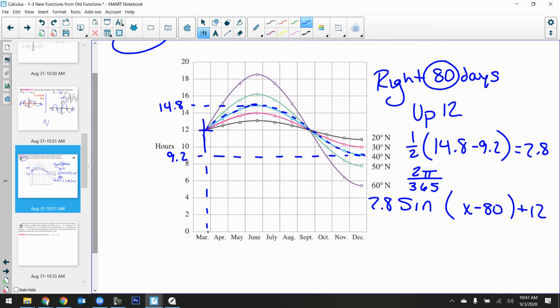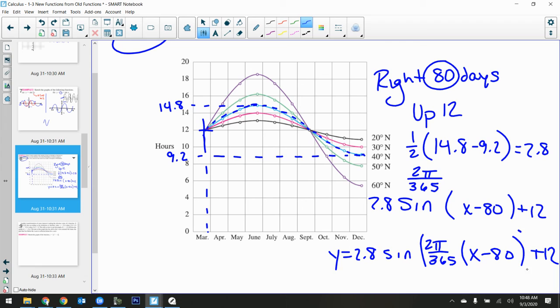So I'm going to say this. The function is 2.8 sine of 2 pi over 365 times x minus 80, plus 12. Funky, right? That's a weird problem. Oh, I'm sorry, I cut off the 12 here. It's over there.